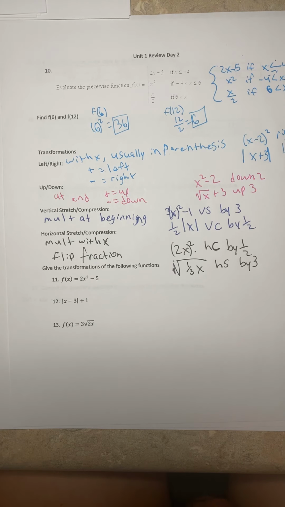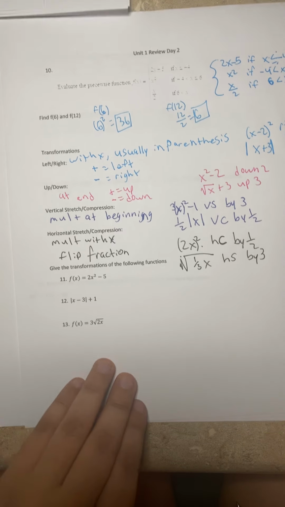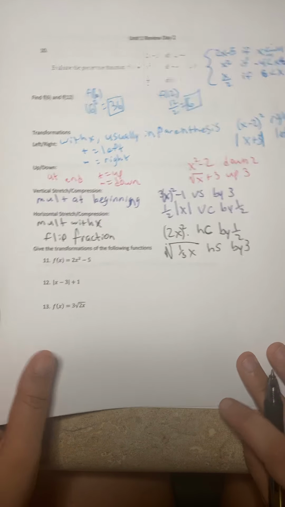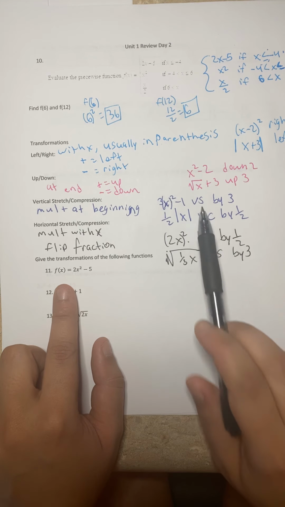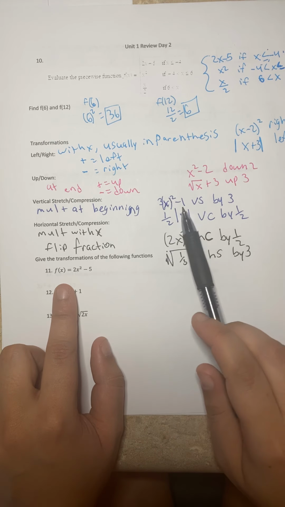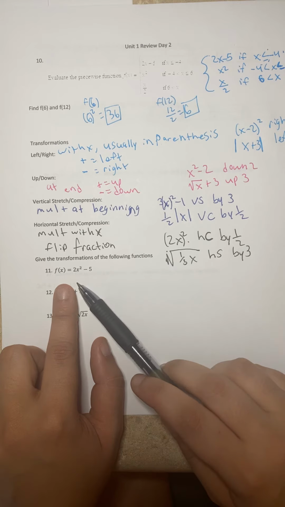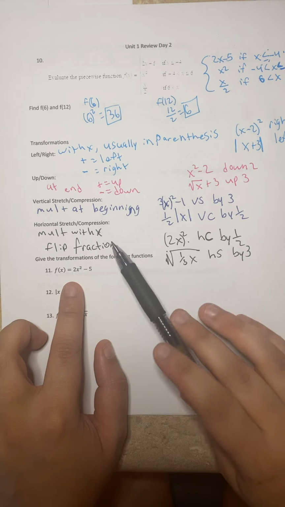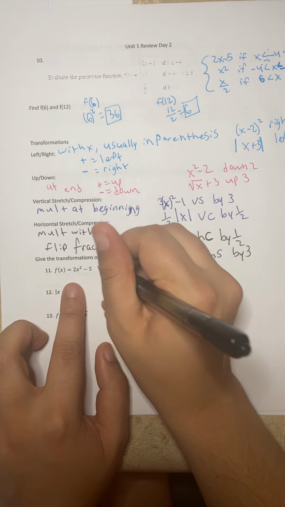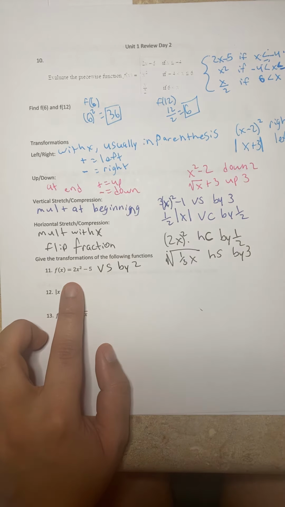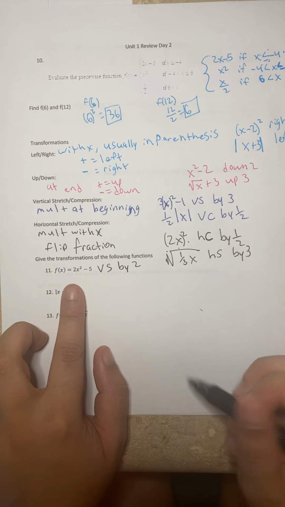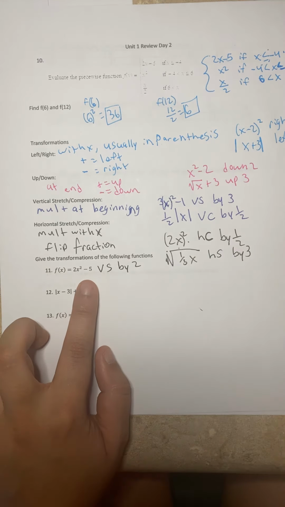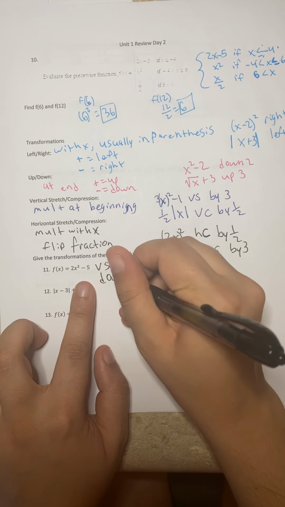Okay, so for example, I've got 11 through 13 where we've got the equations and we want to describe the transformations that are happening there. So like, for example, 2x squared. Notice this one and number 11 are very similar. It's not in parentheses with my x. It's in the very front of my function. So that means that this is a vertical stretch by 2, because it's in the very front of my function. It's not with x. And then the -5 is at the very end, so that means I'm going down 5.